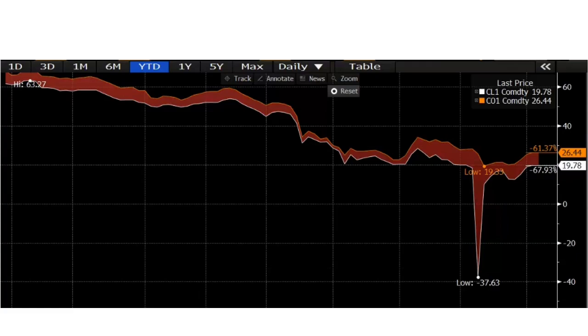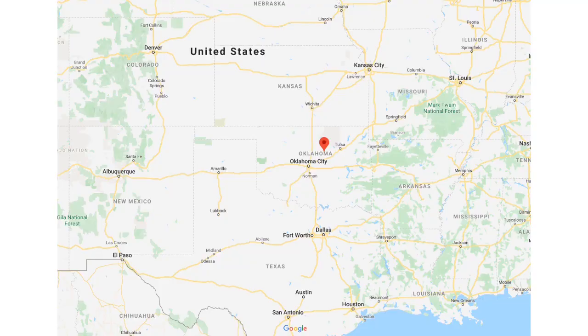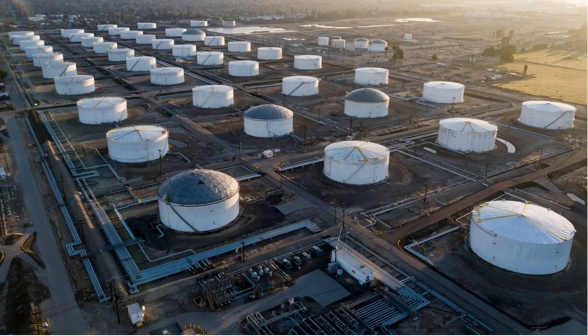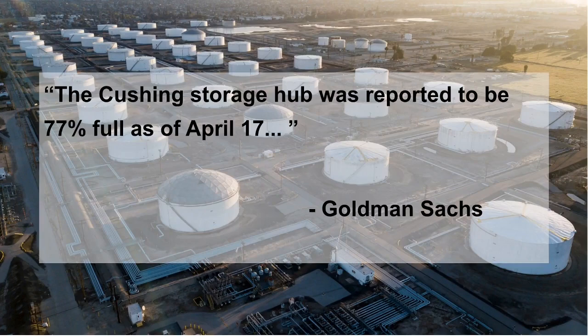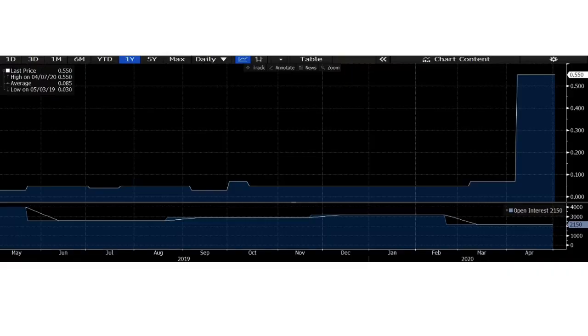So what caused a plummet of WTI futures, while the Brent futures remained relatively steady? The answer lies in the little town of Cushing, Oklahoma. Cushing is a delivery hub for WTI-grade crude oil. According to one Goldman Sachs analyst, 77% of Cushing's oil storage facility had been filled as of April 17th. Here is a chart of the oil storage prices. We can see that the storage cost spiked from just under 10 cents per barrel to as much as 55 cents per barrel in less than 1 month.